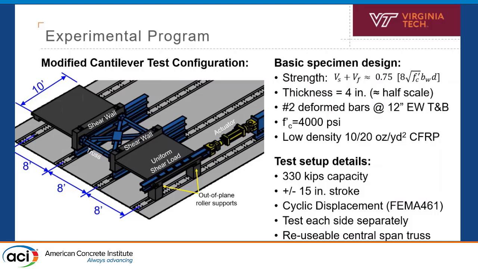And like I said, we cast this whole thing at one time. However, each side is independent from the other and they're tested separately. We'll break one, unhook the actuator, the loading block, and loading channels, crane it to the other side, hook it up, and test the other one. It's about a week turnaround. And this blue central span truss in the middle cuts down on our cost as it's reusable for every setup that we do. So that's the setup.